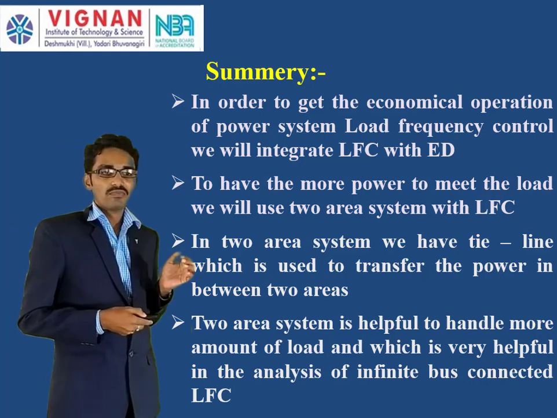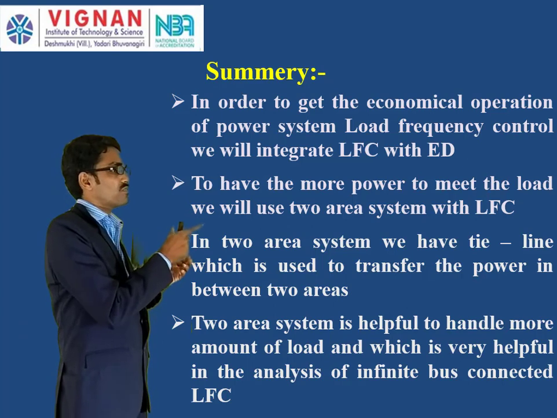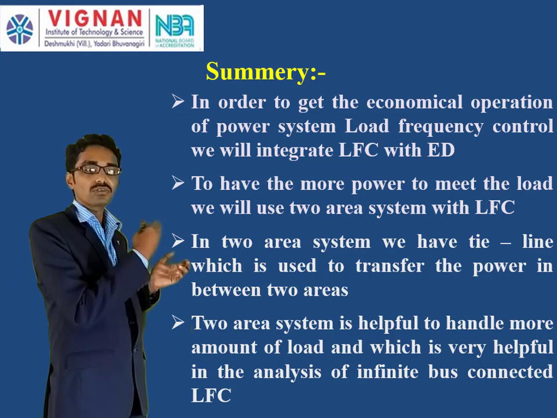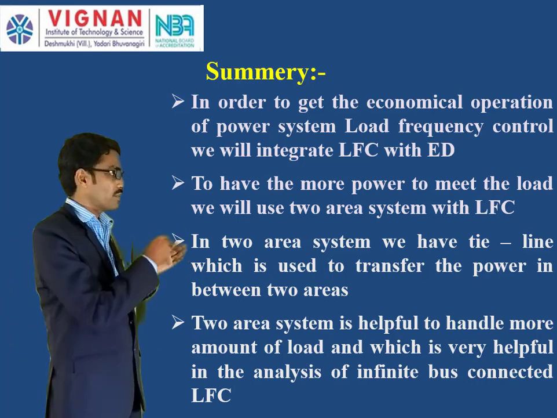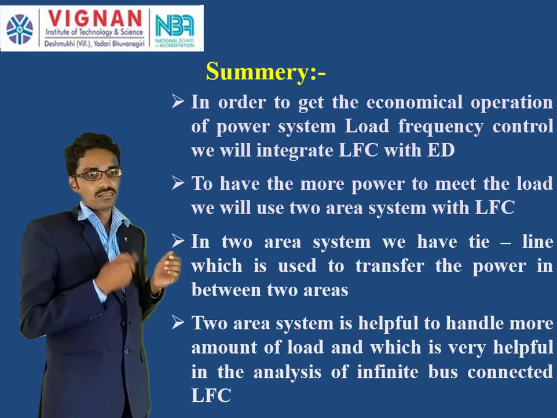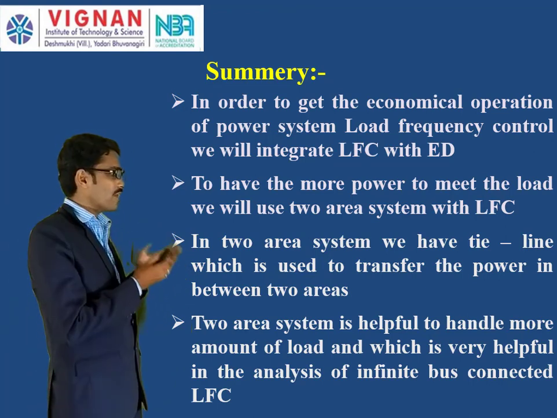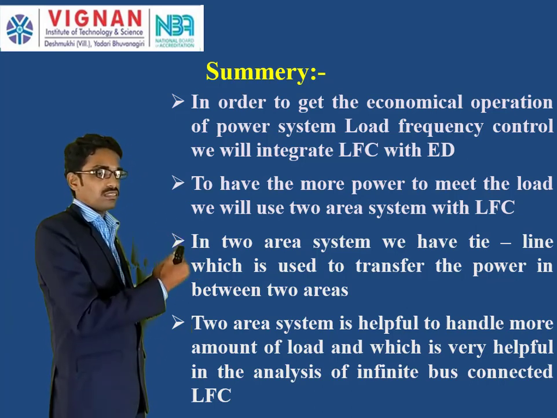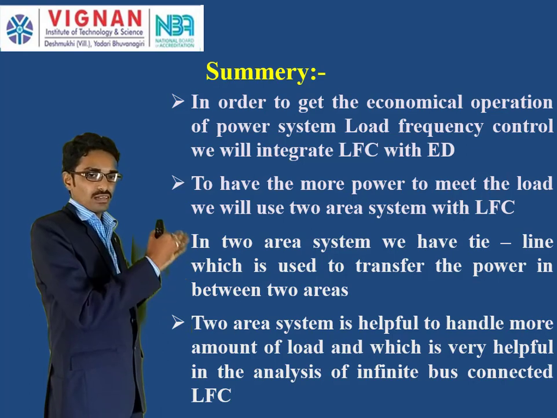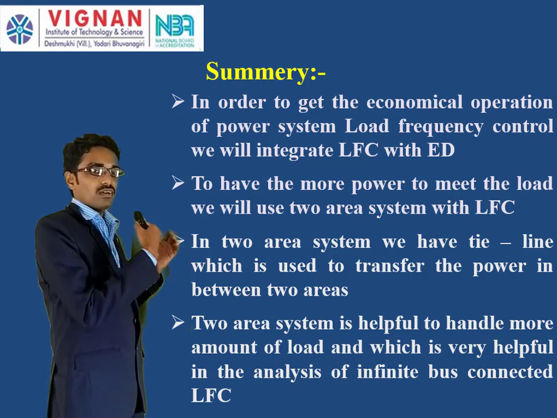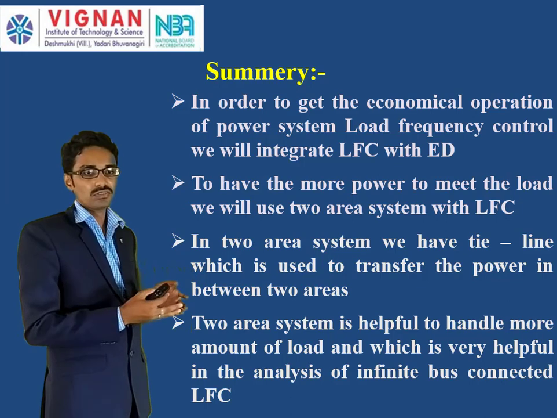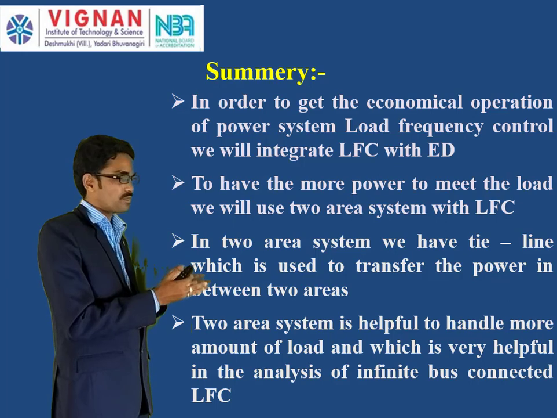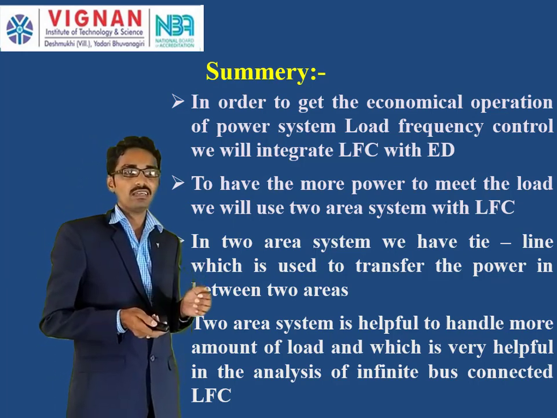So in the two area system we have a tie line. What is this tie line used for? It is used to transfer power from one generating station to the other, that is, between the two generating stations or between the two areas. We first learned the single area system, then the two area system. This will be helpful for the integration of grid connection. We are going to use an interconnected grid system, and in order to analyze that grid, the two area system is very helpful.